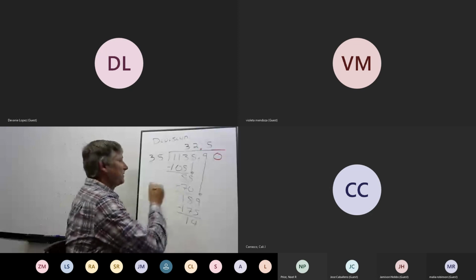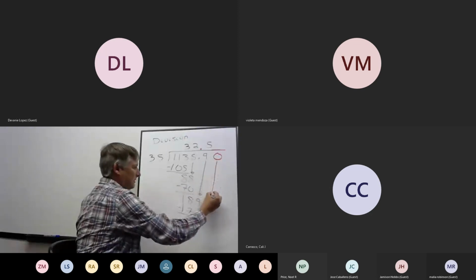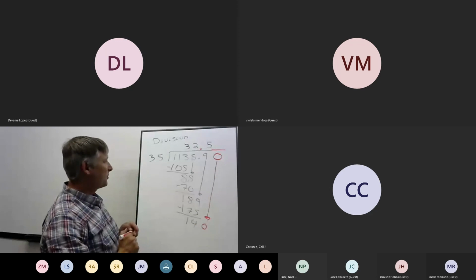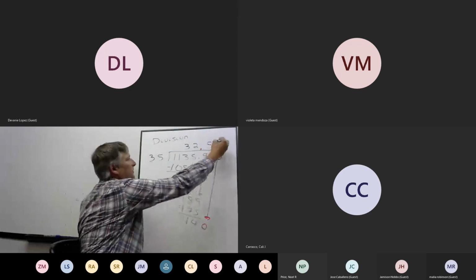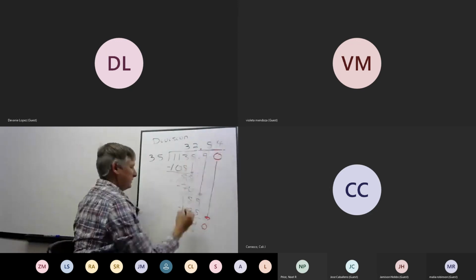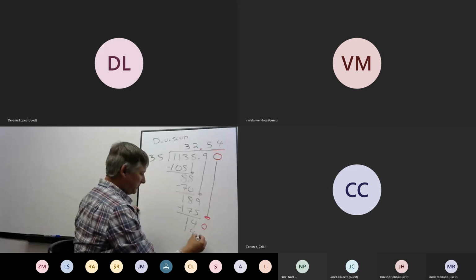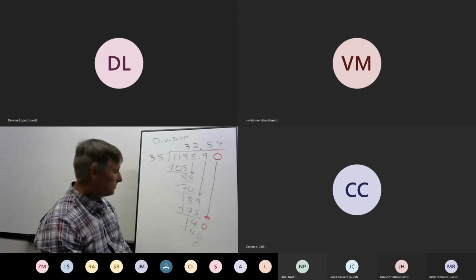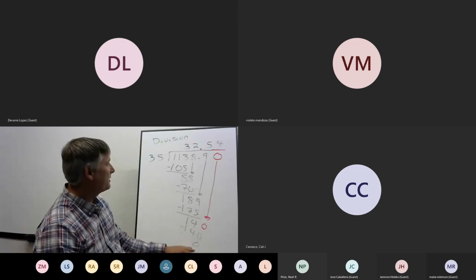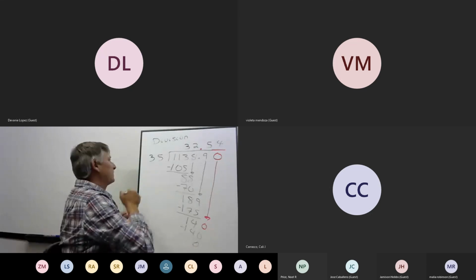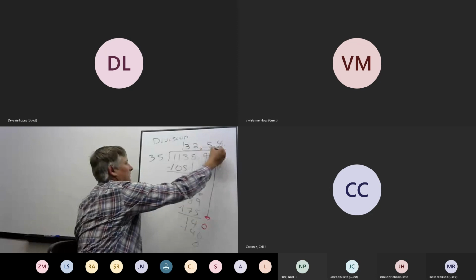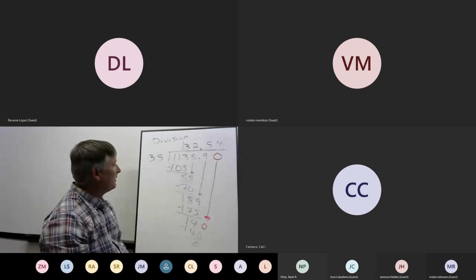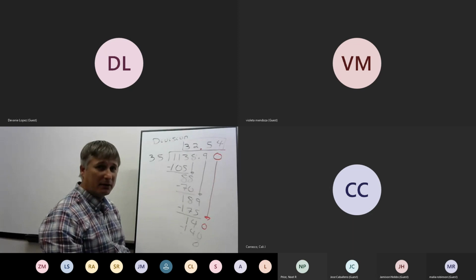So let me bring this 0 down. So 35 goes into 144 times. And it is 140. And that's going to be it. We're out of digits. We don't have anything else to divide. So this would be our answer. Any questions about that?